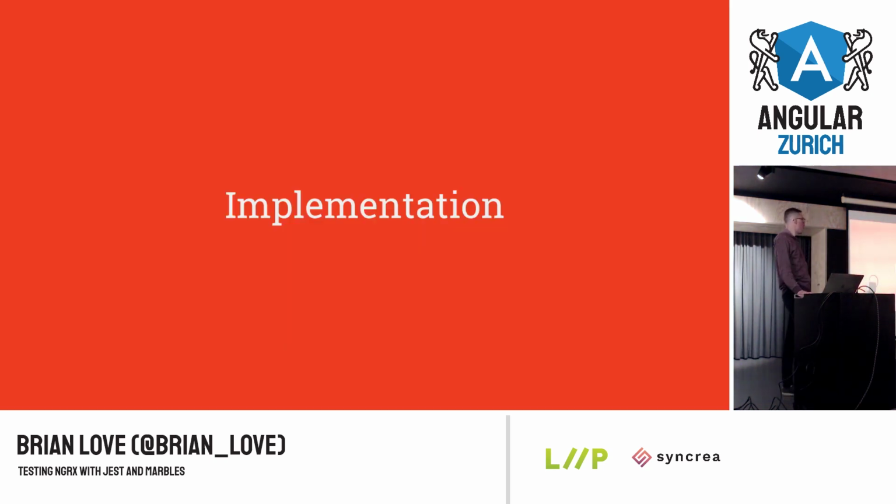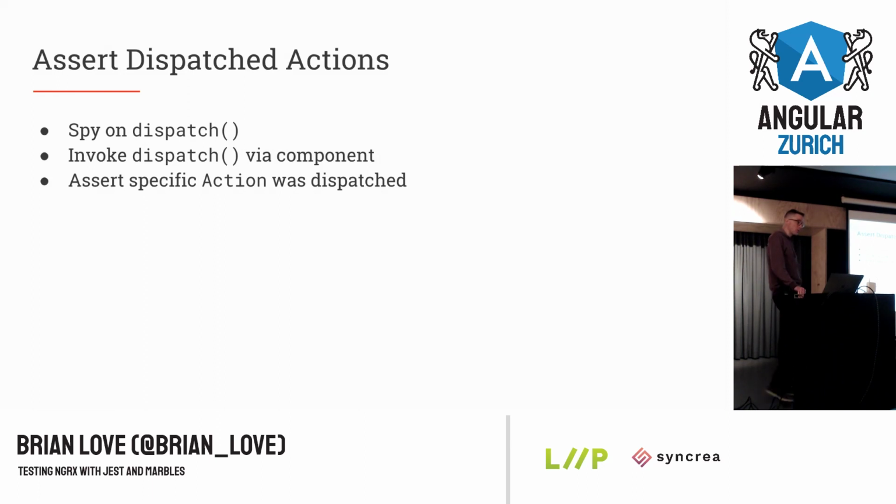All right, good. So let's talk about implementation now. Let's dive into the last little bit here. What we want to do is spy on the dispatch. We want to make sure in our components that we're actually dispatching the right actions. We want to invoke that manually via the component, and then we want to assert that specific actions were actually dispatched.